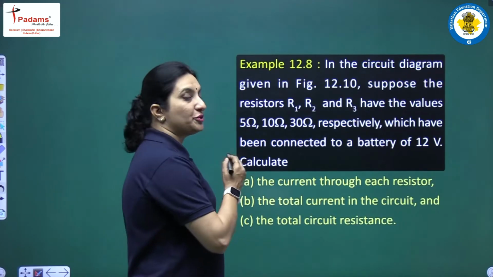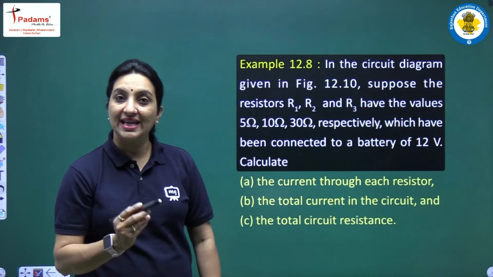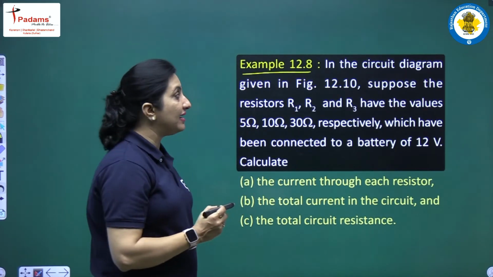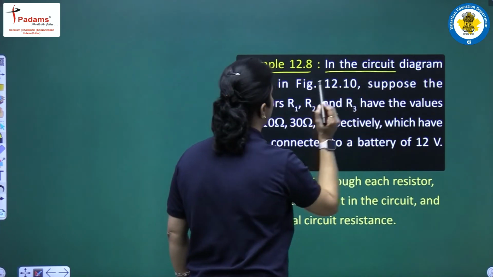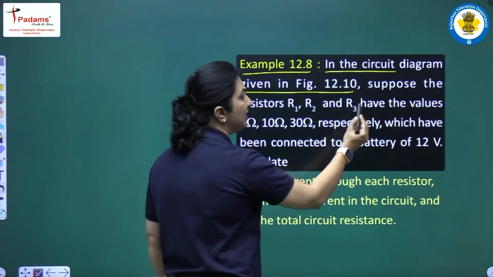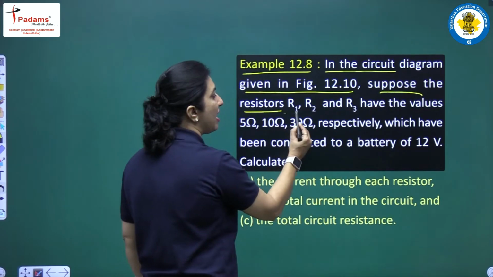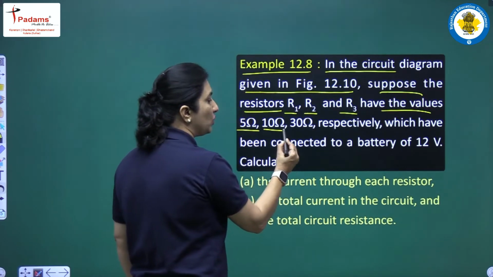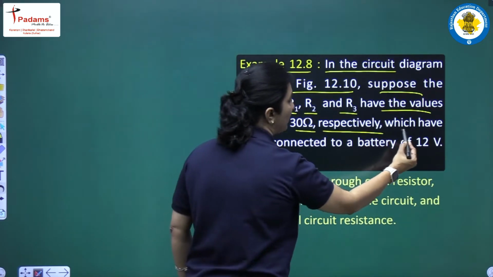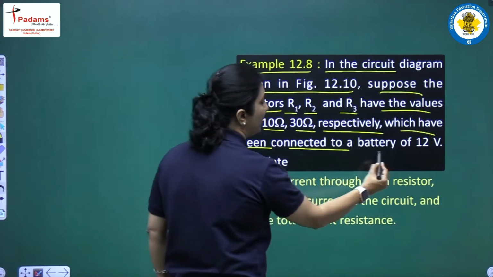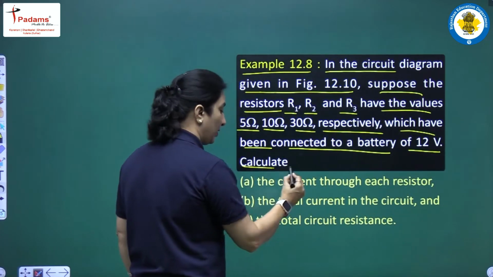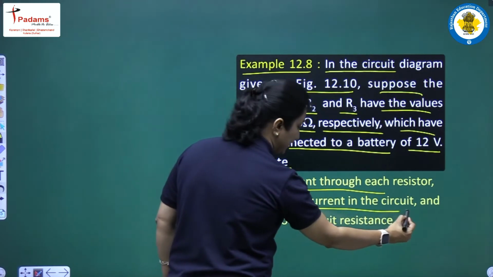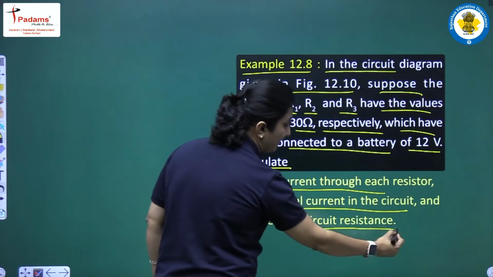So let's see the first problem, which is example 12.8 in your textbook. So what does example 12.8 ask? In the circuit diagram given in figure 12.10, suppose the resistors R1, R2 and R3 have the values 5 ohms, 10 ohms and 30 ohms respectively, which have been connected to a battery of 12 volts. Calculate the current through each resistor, the total current in the circuit and the total circuit resistance.